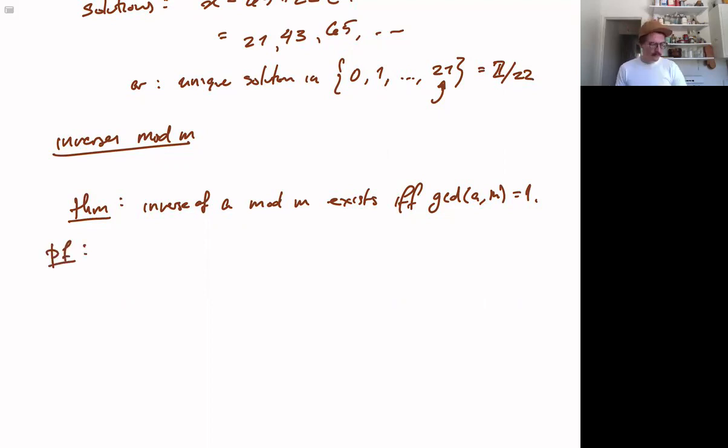So what does an inverse mean? Let's start from there. Inverse means there exists a B such that AB is congruent to 1 mod M.